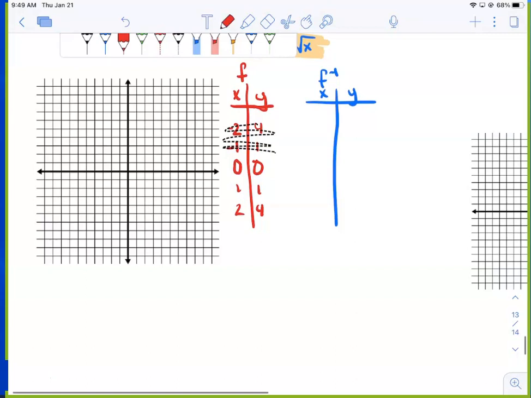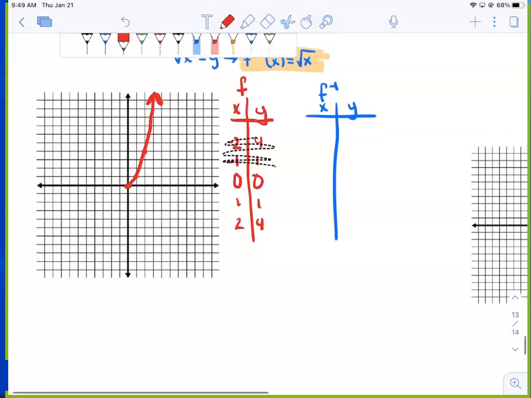So when you graph this, you're really only going to have half of a parabola. You have a point at (0, 0), a point at (1, 1), a point at (2, 4), and technically a point at (3, 9). Go ahead and graph that. Okay, so that gives us our original function.